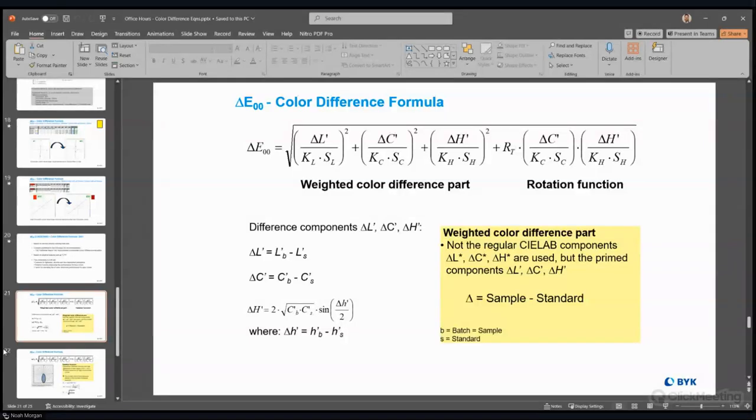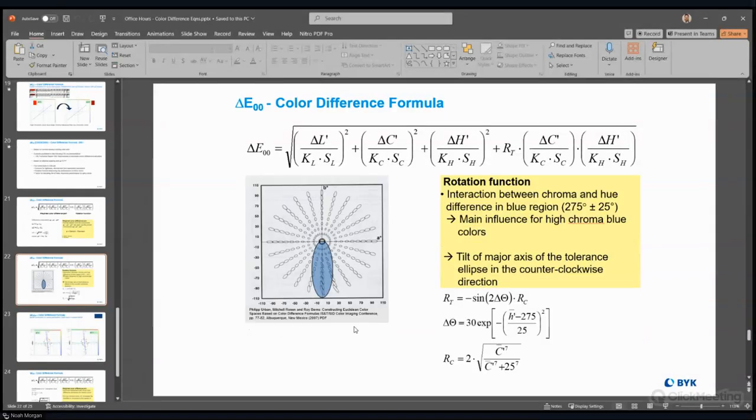On top of that, it was found that when we look at blues, it's not as uniform as when we look at other colors. So it actually shifts the tolerance angles for the blues slightly in the specific region of the blue section. This gets really deep into it, but it shifts it because we see blues slightly differently. And so this takes that into account.